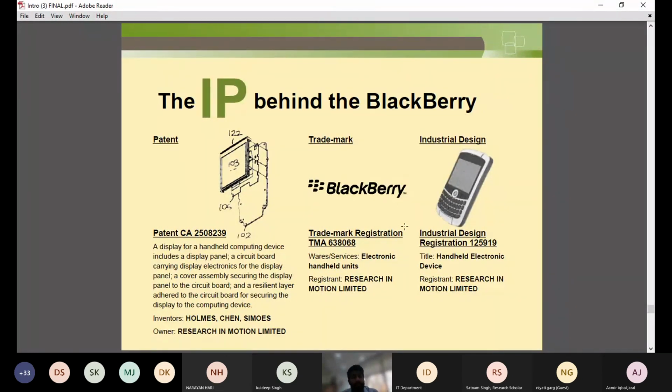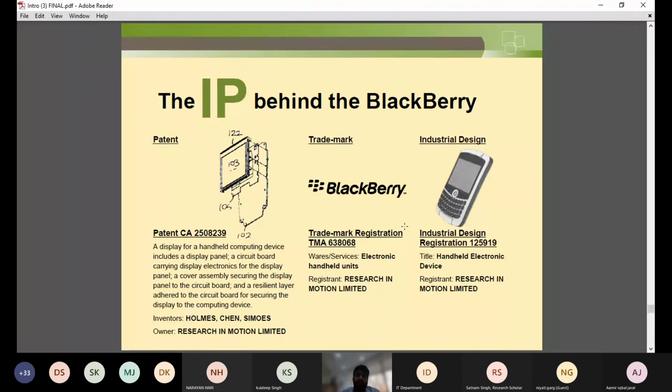Then the name of the company or the logo of the company, that means BlackBerry, will get protection under trademark rights. Third, we have industrial design. So how a smartphone appears from outside, its complete assembly from outside, will get protection under industrial design registration.